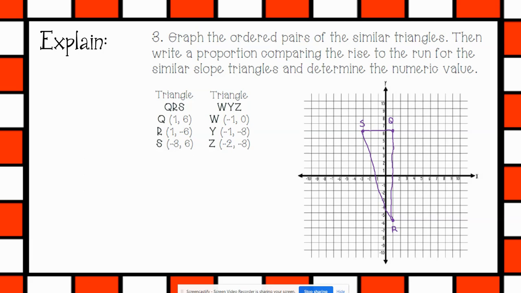Then let's do W, Y, and Z. So W is at -1, 0, so that's right here. Y is at -1, -3. And then Z is at -2, -3, which is right here. So we have this triangle right here. So it looks like they don't share a line, but they actually do. This part of the line right here is shared by both of these.